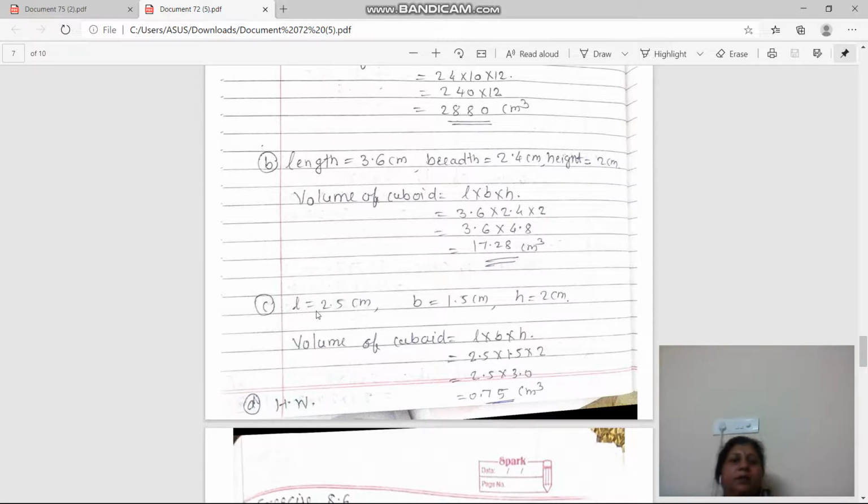Okay. So length is 2.5, breadth is 1.5 and height is 2 centimeter. So volume of cuboid is equal to length into breadth into height. So it is 2.5 multiplied by 1.5 multiplied by 2. So we get 2.5 multiplied by 3.0. So it is 7.5 centimeter cube. Okay.